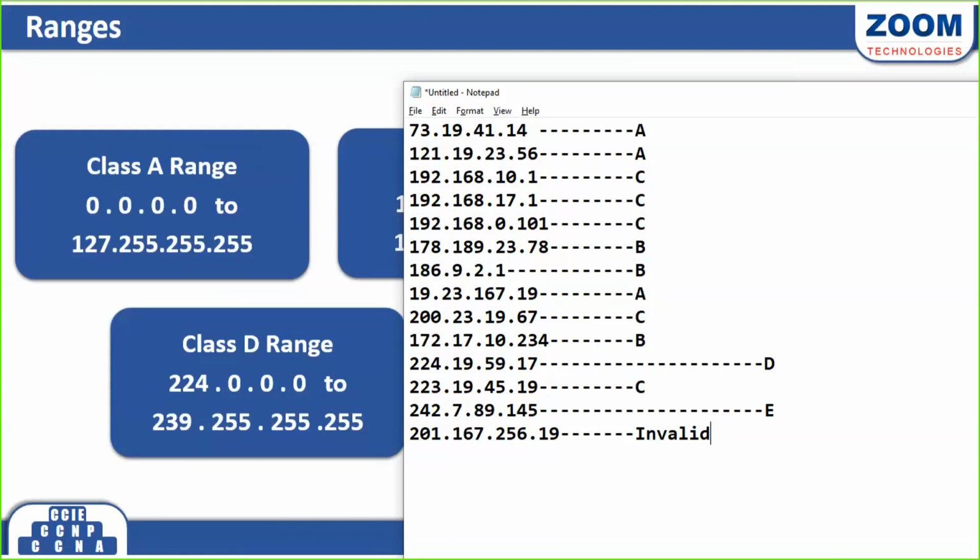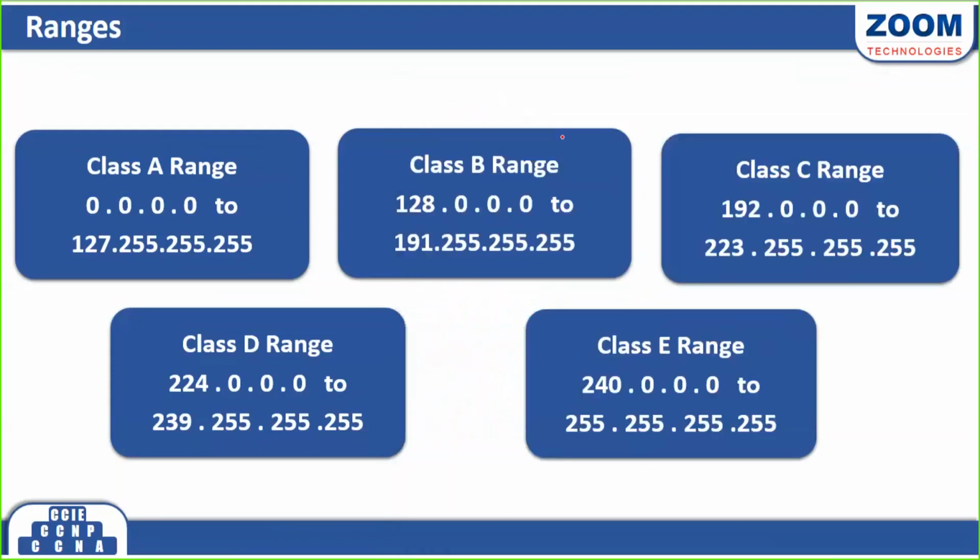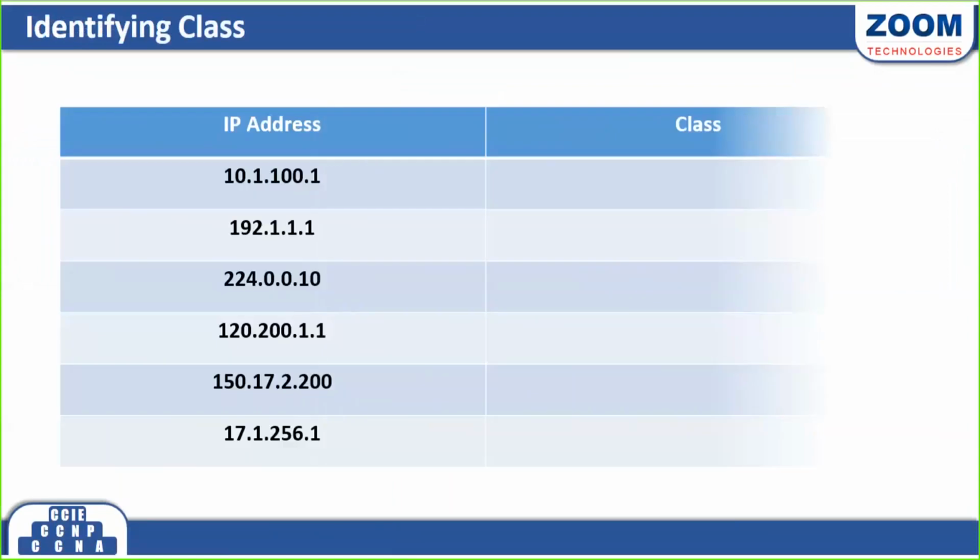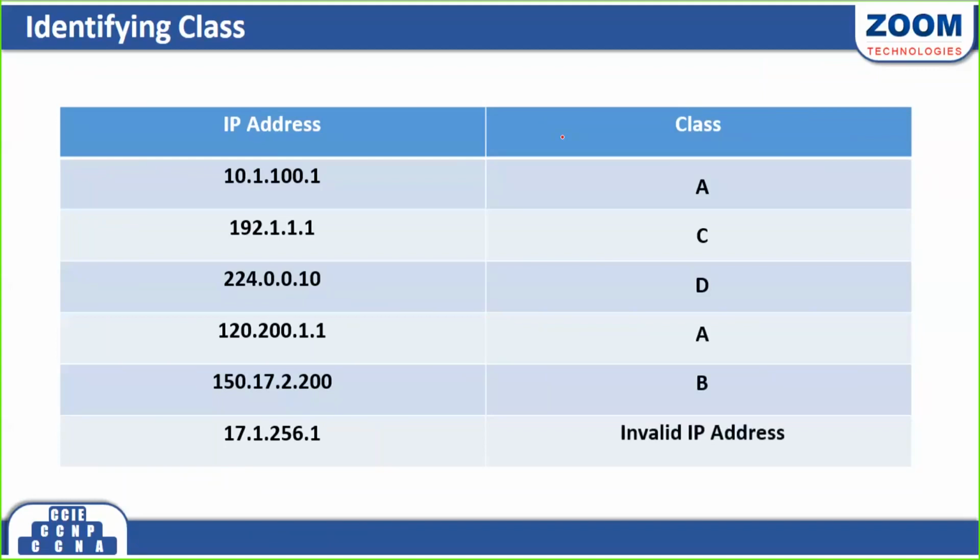So like this we can identify which IPs belong to which class and what their purpose is. Here is one more quick task: identifying classes. This is the list of IP addresses. Quickly tell me the answers. First one: A. Next: C, C, A, C. Next: E, D. Next: B. 120 is A. Next, 150: B. Next: invalid, because 256 is there. Invalid IP address. Good.